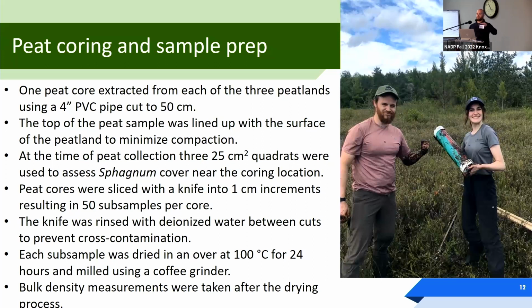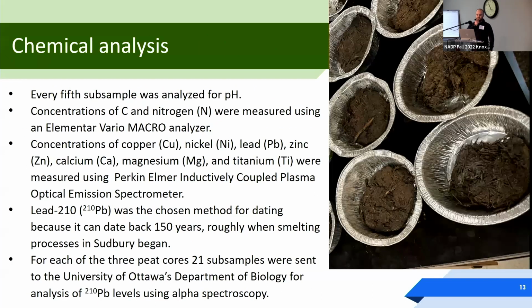But you have to make sure when you're hammering the core down that the top of the core lines up with the peat outside of the core, just to make sure that you're not compacting it. Then we took each of those cores and sliced them into 1 centimeter increments back in the lab, making sure to clean the knife between cuts. Each of those samples was dried in an oven at 100 degrees Celsius for 24 hours. Then we took bulk density measurements by weighing those samples, and they were all milled using a coffee grinder. There's a picture of some of our peat samples out for analysis.